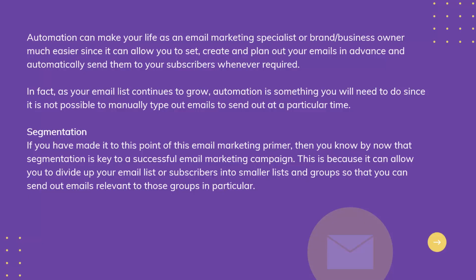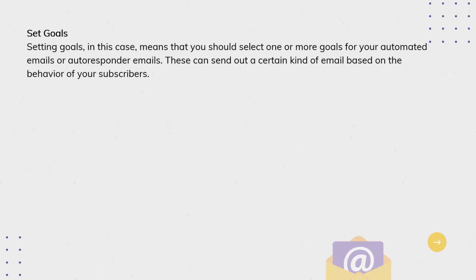Set goals. Setting goals in this case means that you should select one or more goals for your automated emails or autoresponder emails. These can send out a certain kind of email based on the behavior of your subscribers.